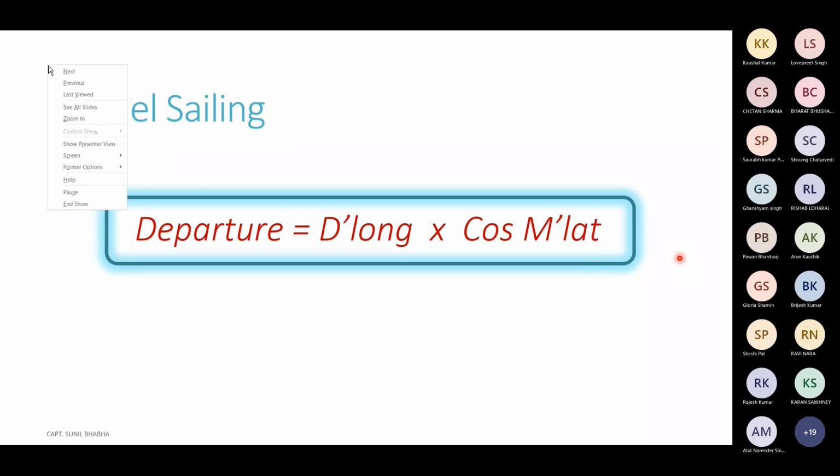So parallel sailing is all clear, beta? Calculation of courses and distances. Yes, sir. Very good. Let's proceed ahead.